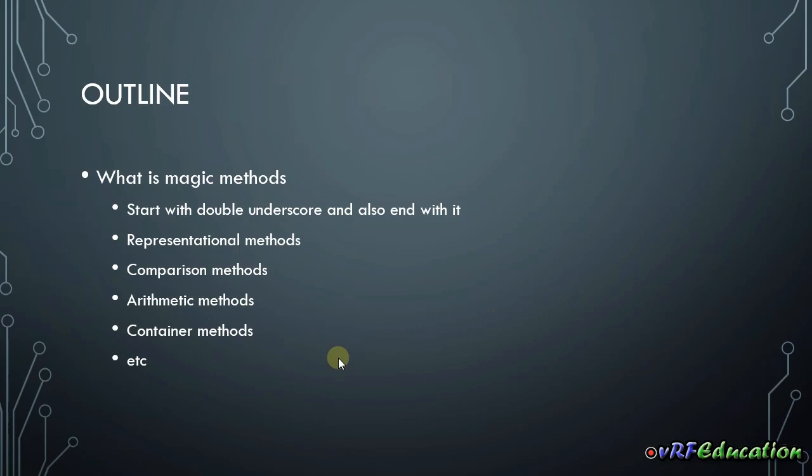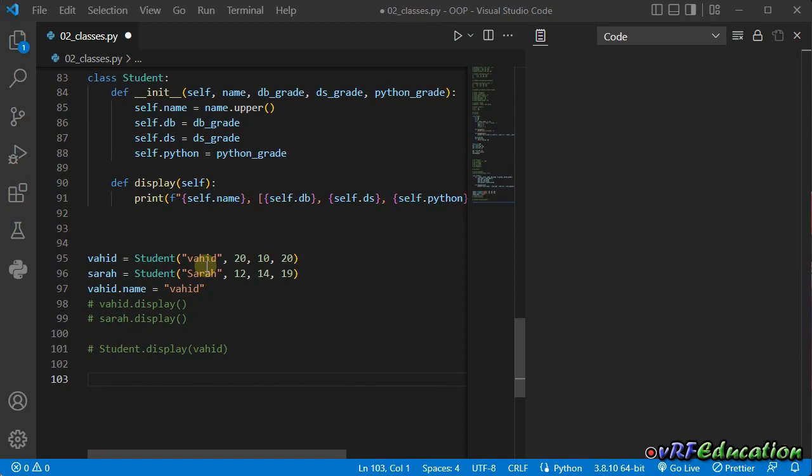So let's go to VS Code and check representational magic methods in this session, and we'll check these three other categories in future sessions. So let's check magic methods in practice.